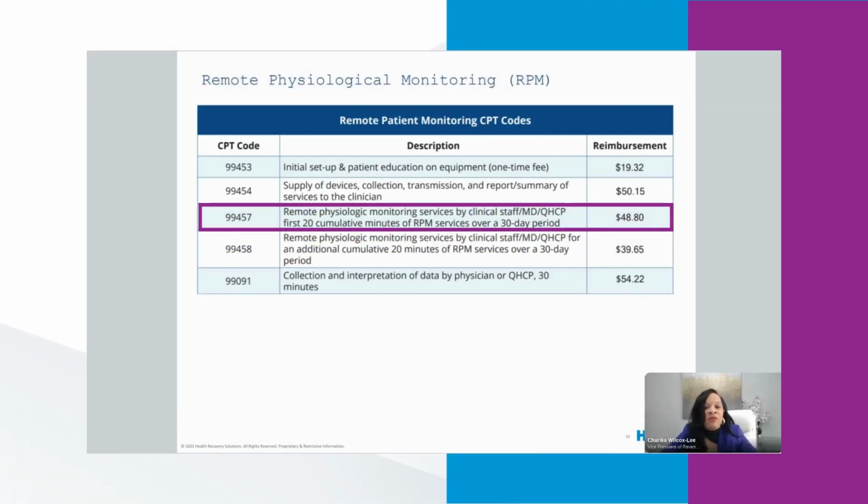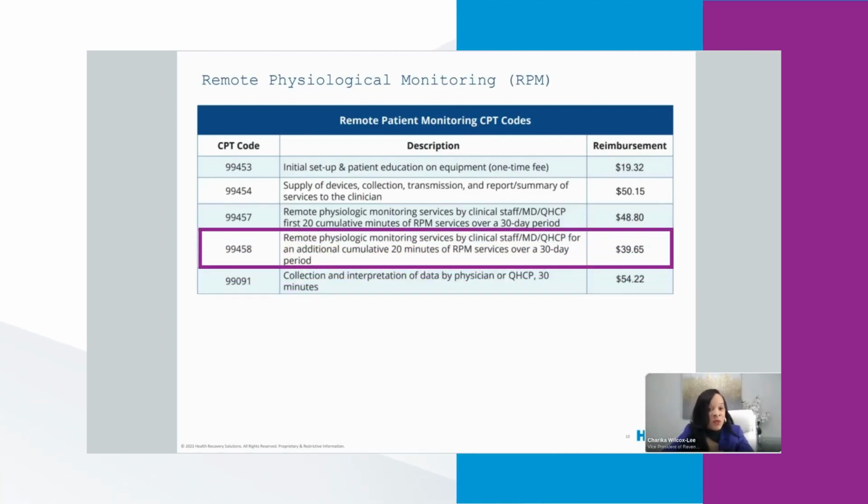The 99457 is for the remote physiological monitoring services. This can be conducted by your clinical staff, your MD, your QHCP. For the first 20 cumulative minutes of RPM services, it is reimbursed at $48.80. And the next code is the 99458. This is the add-on code. So any additional 20-minute increments is reimbursed by CMS at $39.65 per unit.